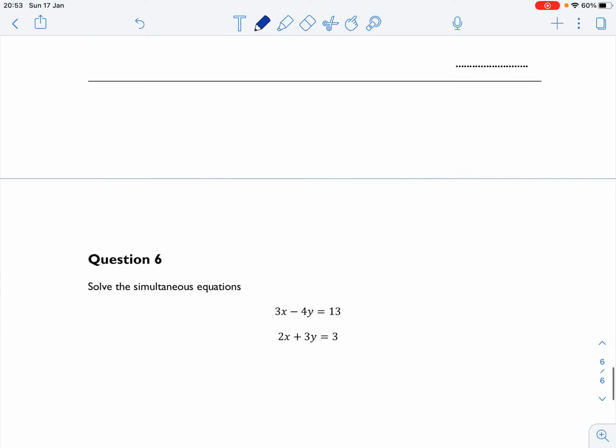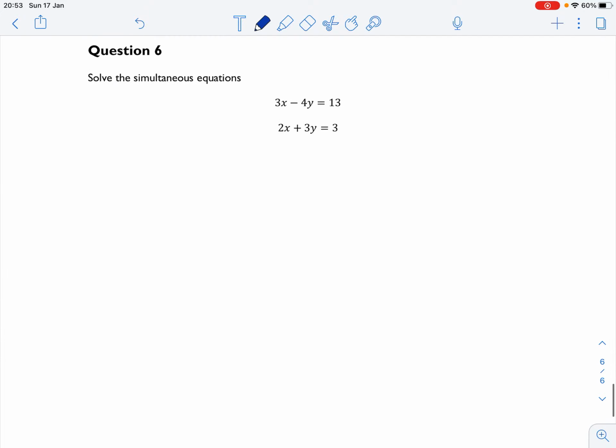But one more example here. I would suggest that you test yourself by pausing the video and having a go at it. So if you pause the video now. So hopefully you've had a go. So let's check whether or not you got this right.